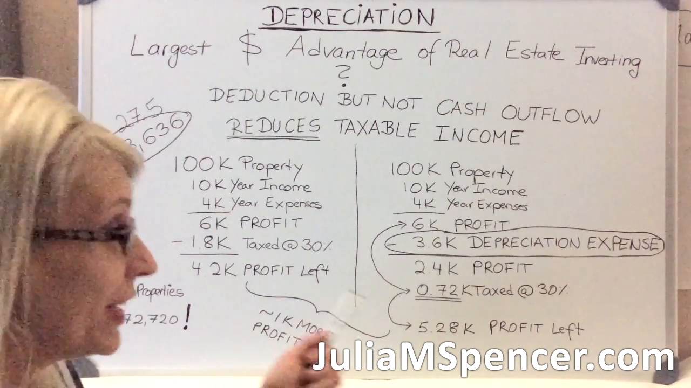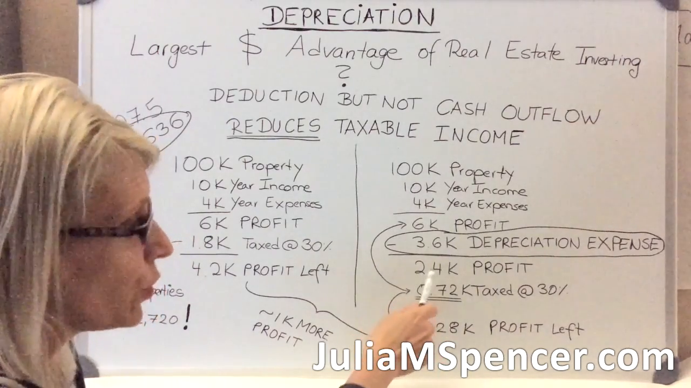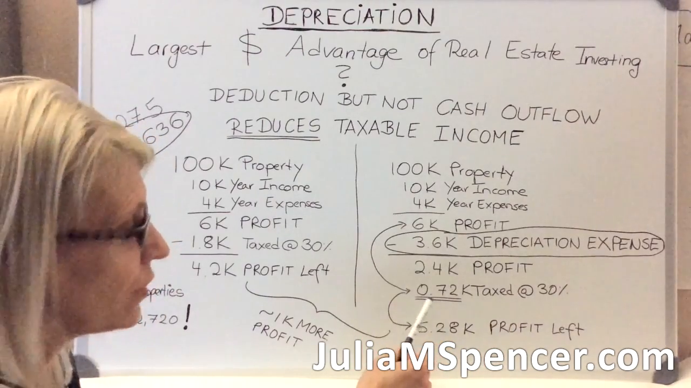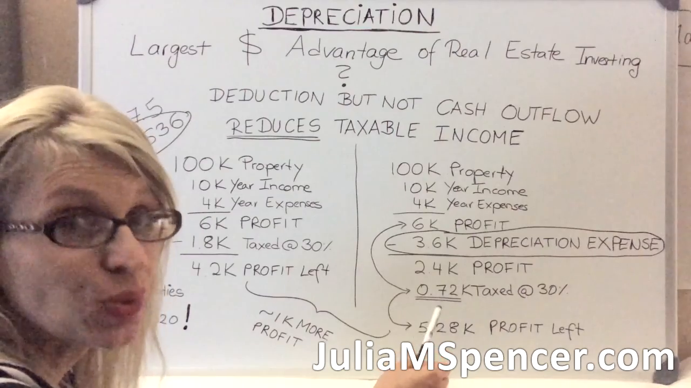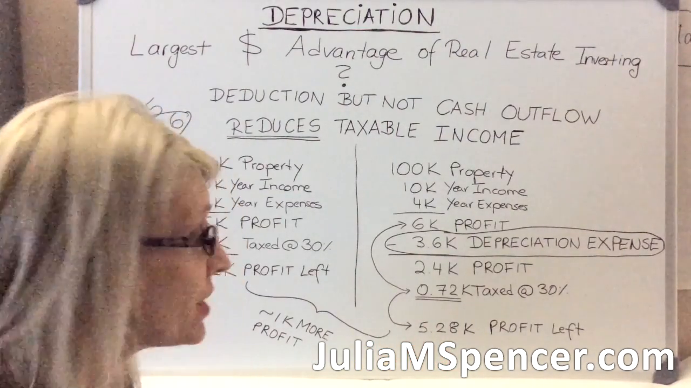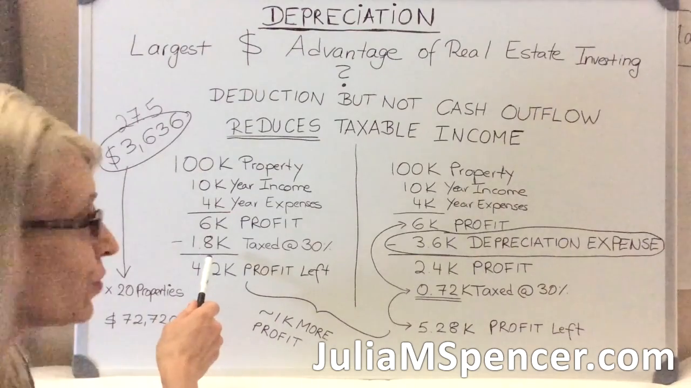Now, let's tax that at the 30%. If we tax $2,400 of profit at 30%, you're left with having to pay 0.72K in taxes on that property. That translates to $720 versus $1,800 right here.